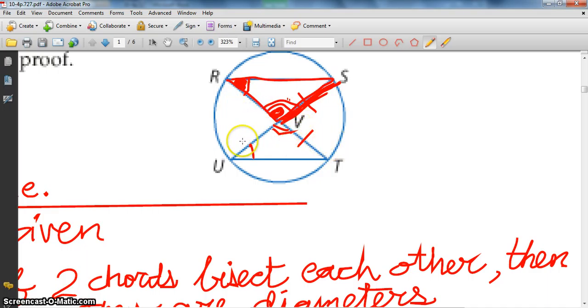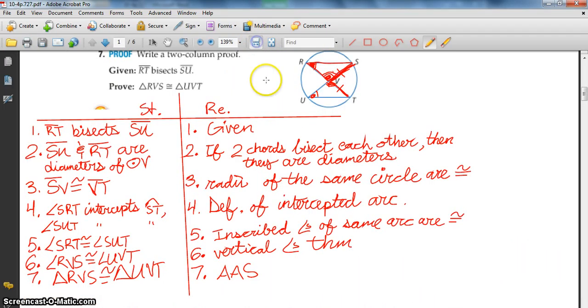And the same goes for this other triangle. We have an angle, and a non-included side. So that makes the two triangles congruent by angle, angle, side. Angle, angle, side. The side is non-included.